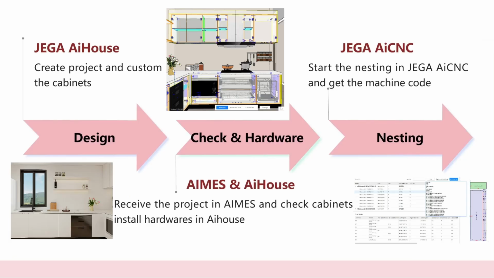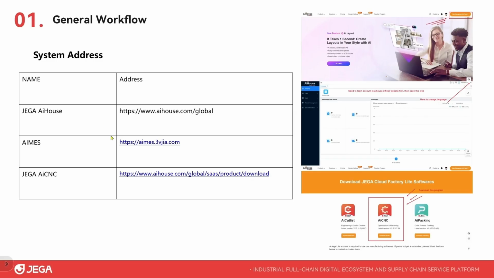Before you use it, you need to know some addresses. The first is where you can log in to the design interface, our JEGA AI House. This is our official website. You can use Google Chrome to open this official website, log in to your design account, and start designing. The second one is this management system, MAS. The third is JEGA AI CNC, where you can get the machine codes. And here is the download link for this JEGA AI CNC.